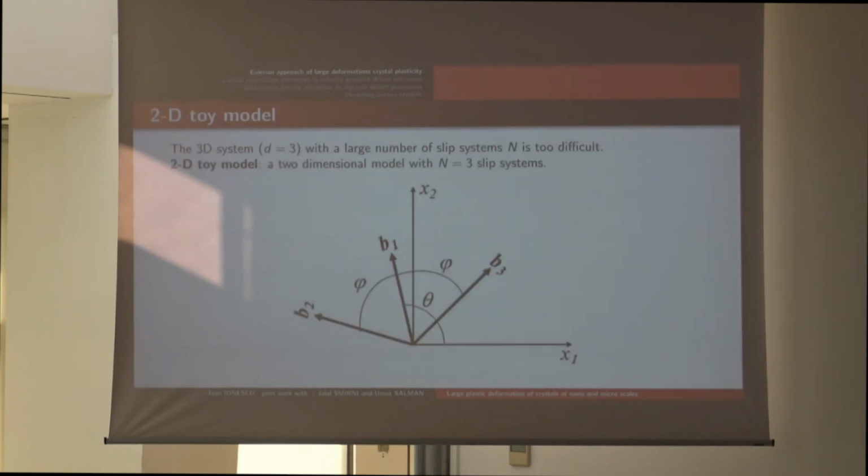One way to simplify is to consider a 2D system where we have only 3 slip systems, like here. You can see the lattice has this angle phi between B1 and B3 and between B1 and B2, and the orientation of the lattice is given by this angle theta on x1.